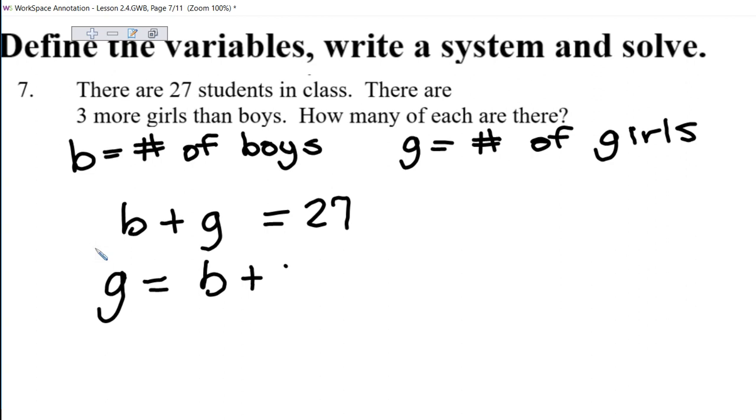I want you to solve that one. How do I know this one's ready for substitution? Yeah, the variable G is by itself. So go ahead and solve number 7. Now, for word problems, don't put them as an ordered pair. Just leave it as G equals and B equals. That's fine for word problems.